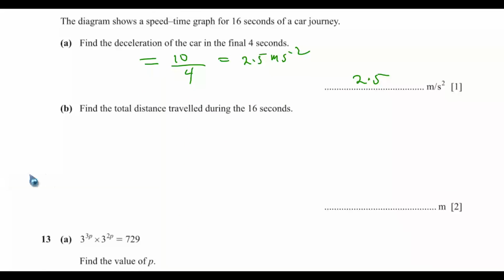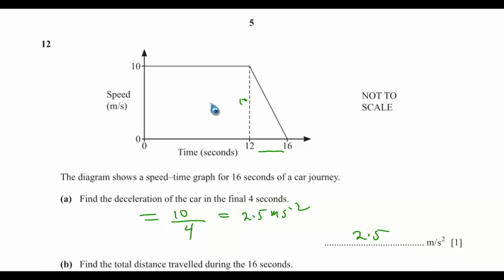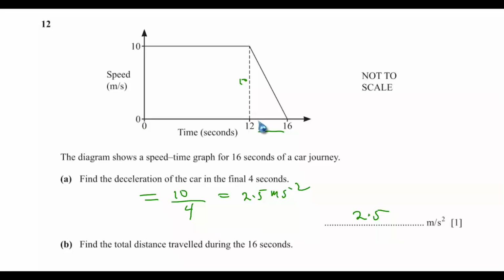So part B, find the total distance traveled during the 16 seconds. This will be the area covered by this shape. So the total distance covered will be the area of this shape, and you have two options. You can find the area of the trapezium, or you find the area of this rectangle, then find the area of this triangle and add them together. For me, I'll just make use of the area of a trapezium. From here to here will be 12. From here to here will be 16. So I can say A is equal to 12, and B will be equal to 16. The height is 10. So we have all the parameters.